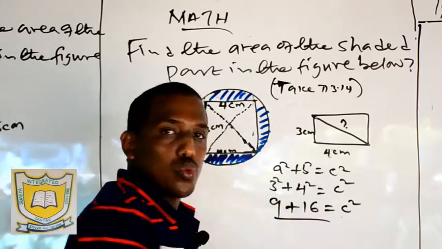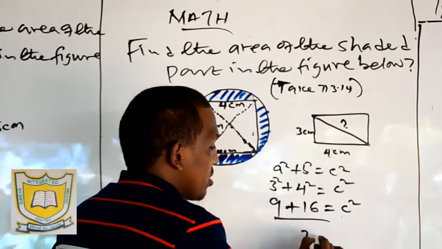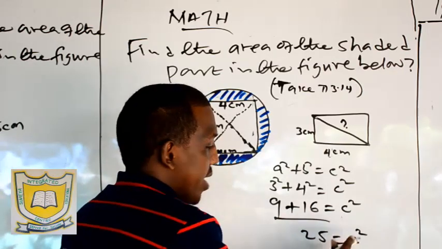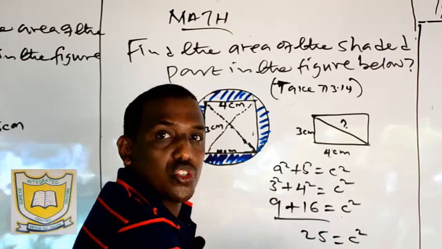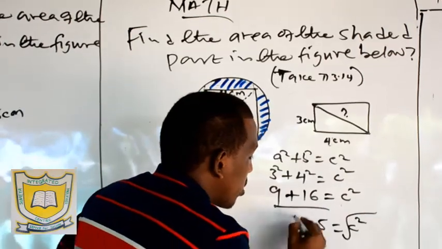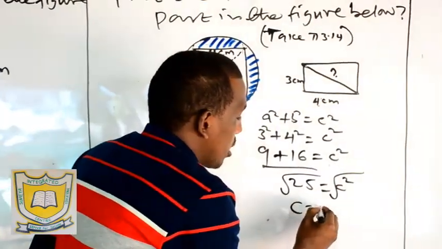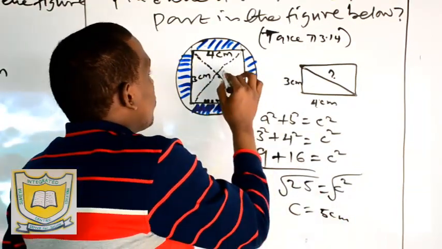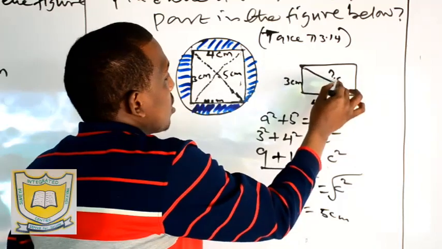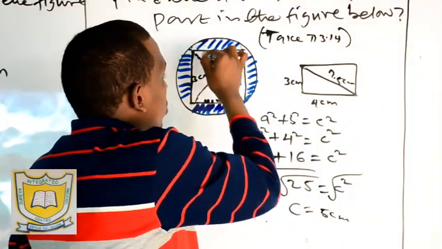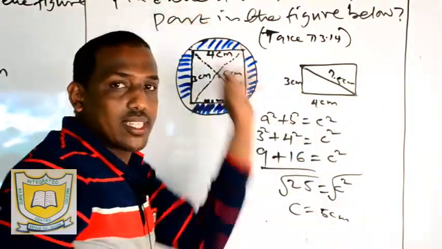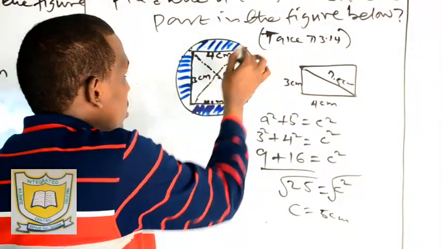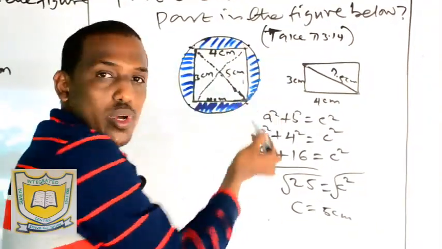So you add the two. 9 plus 16 is 25, is equal to c squared. We want to get only c, so you square root both sides. So c is equal to the square root of 25, which is 5, so it's 5 centimeter. So this now will be the diameter of that circle. Remember, the diameter from here to here is the diameter, and from here to here is also a diameter.